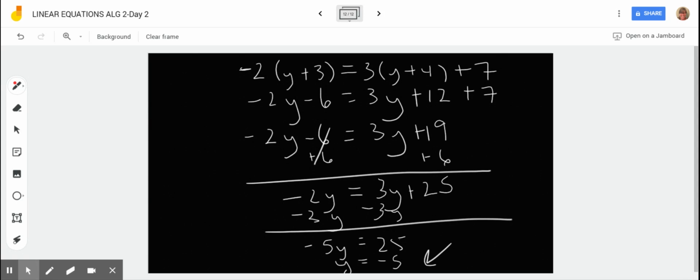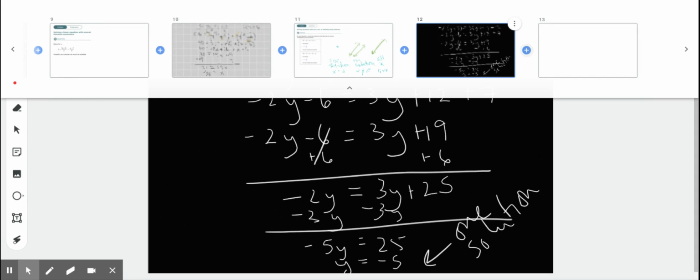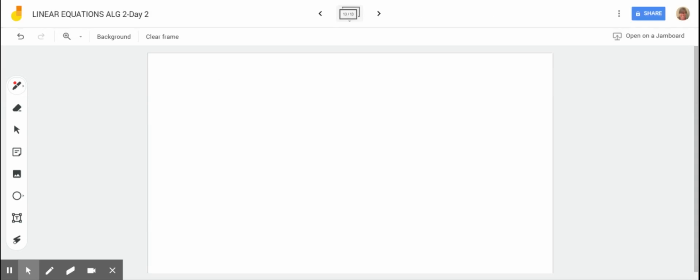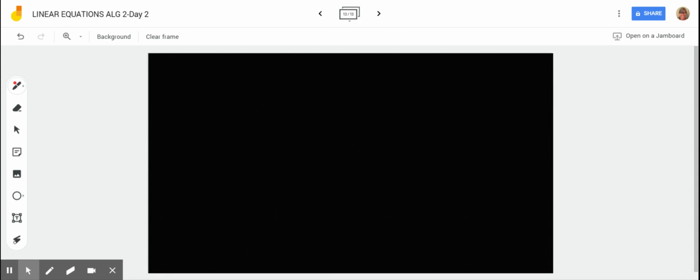See how we got one solution? We got a nice little solution. This is one solution. So yay, that's great. The next type of situation that could happen is, I'm going to add a page, come back down. We have the second type of situation.